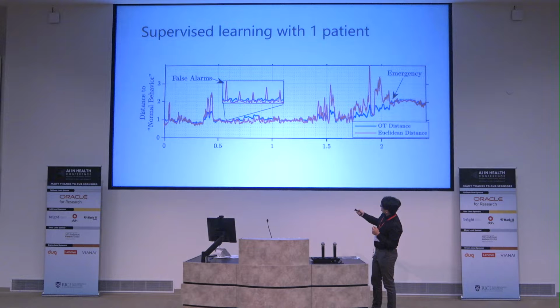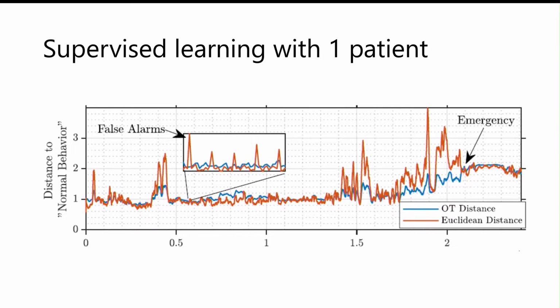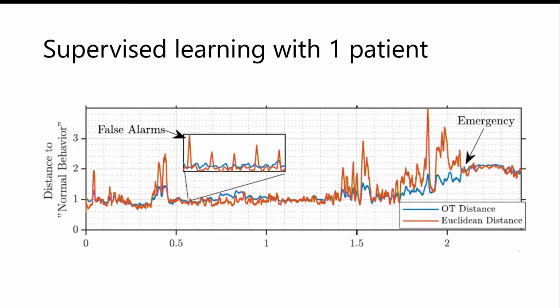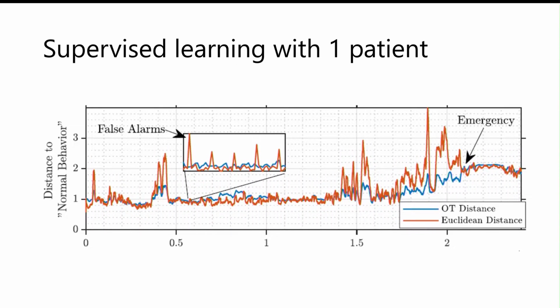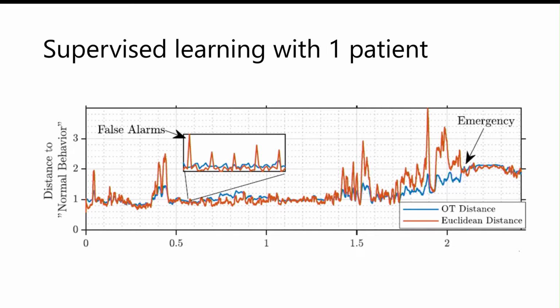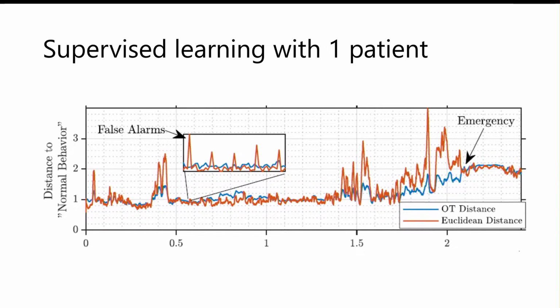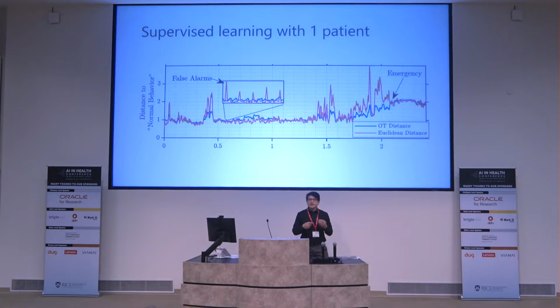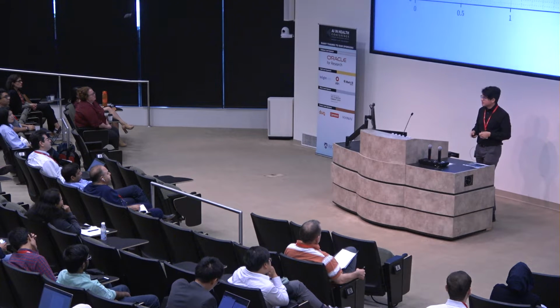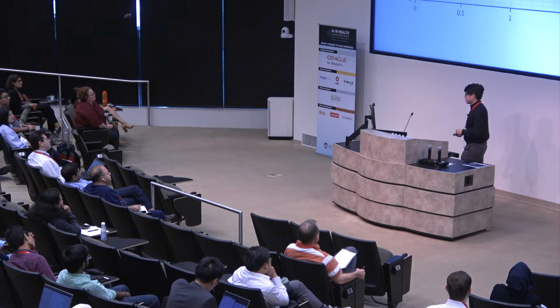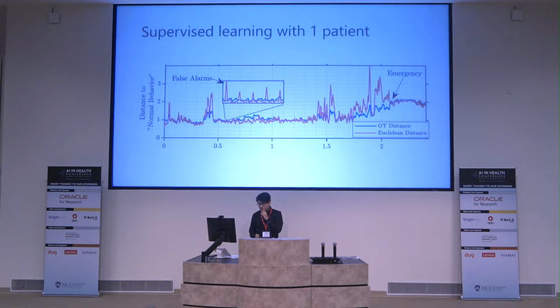What you can see for the red one is the Euclidean one. Here is a bunch of false alarms, right? These peaks appearing, while the optimal transport is not causing these false alarms. But then at the end here, where the emergency actually happens, both of them behave the same, but with all these false alarms along the way. So this was one initial indicator that it seems like this type of geometric feature is allowing us to reduce a bunch of false alarms and keep the same detectability of this emergency. This is only one patient.